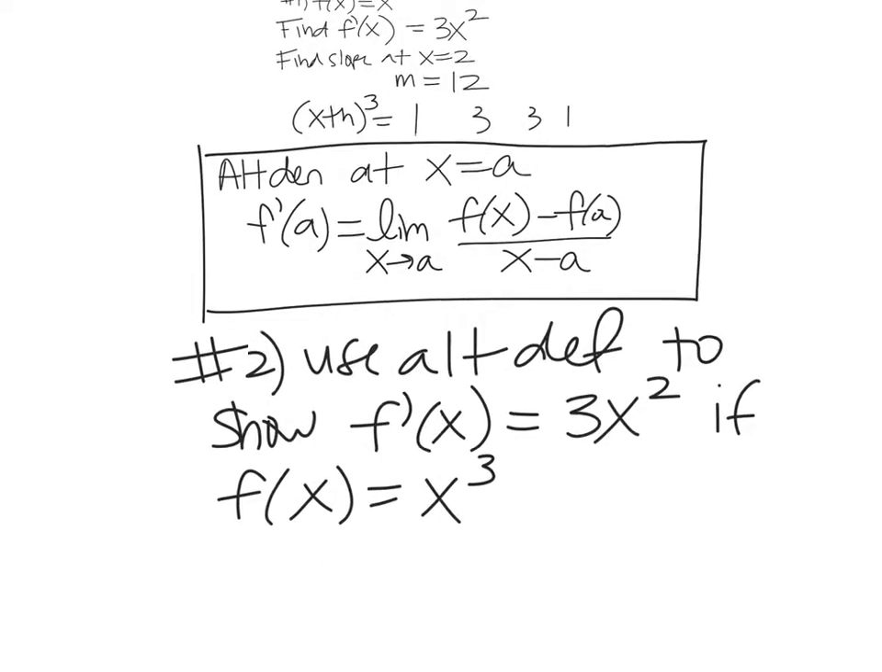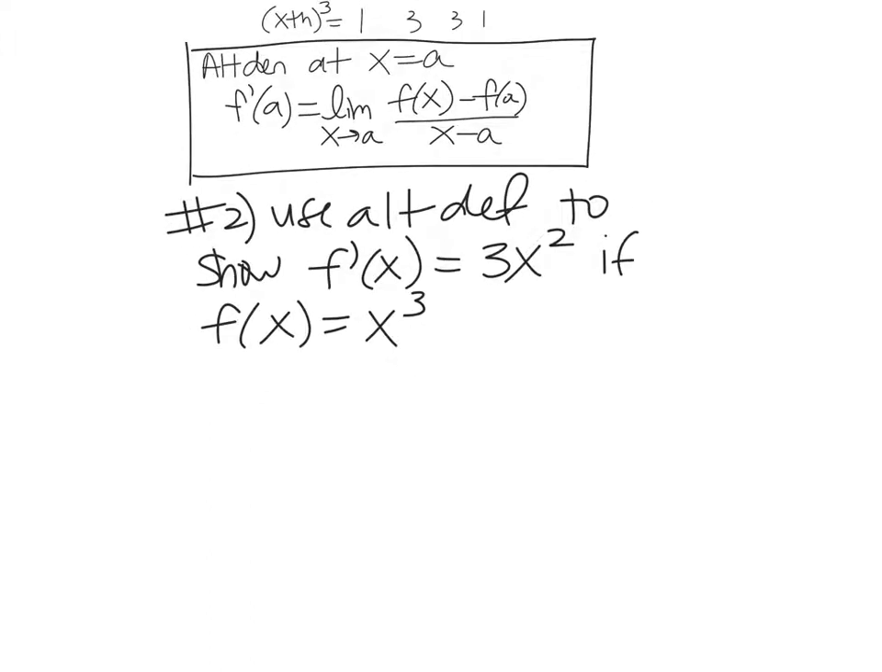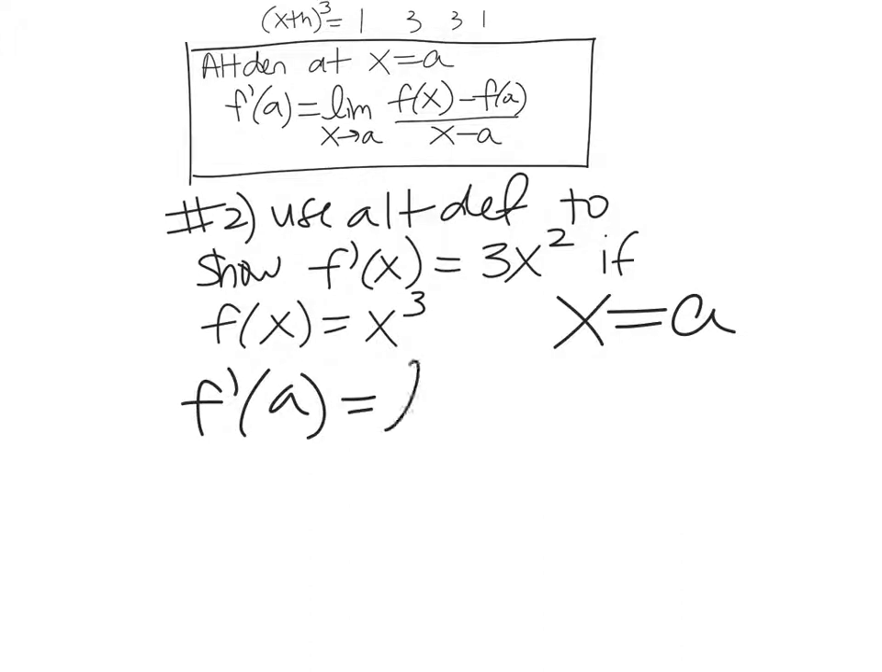Okay? We're going to use it just to show that the slope is 12, really. So here we go. Let's use that alternate definition, just with a for now. Let's just say at x equals a. Now, let's not make it 2 yet, because I want to show you how to do that too. So let's do f prime of a is equal to the limit as x goes to a.